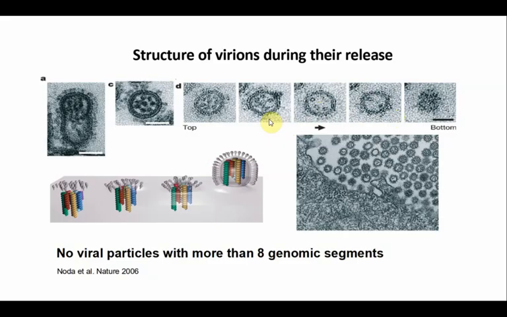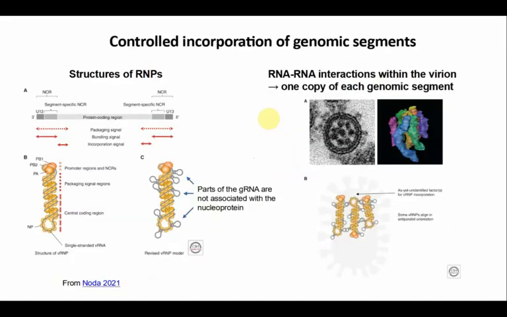So this is telling us that orthomyxoviruses do control which genome segments go into a virus particle. There's a way to ensure they have one copy of each one. And that's the way that they can have a full genome inside each virus particle. So how does this work?